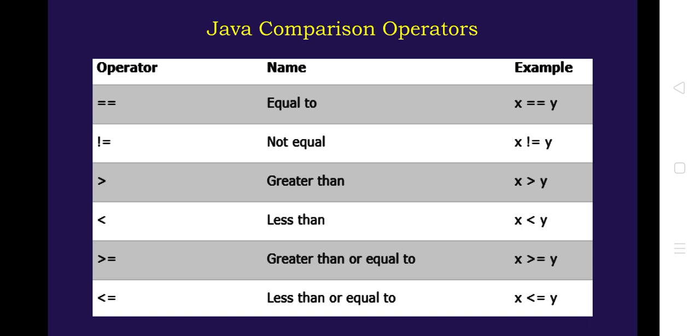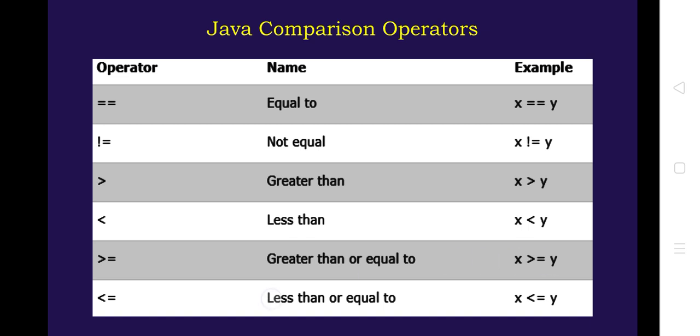In the same way we can apply the operators x less than y, x greater than y, x less than or equal to y, or x greater than or equal to y. These relational operators, also called comparison operators, are used in logical checking. They are used in the decision making process.